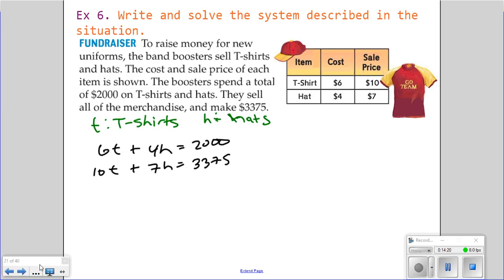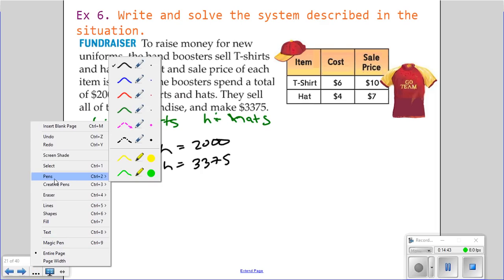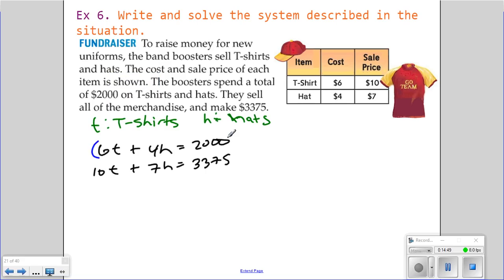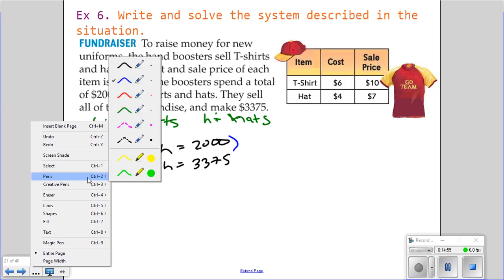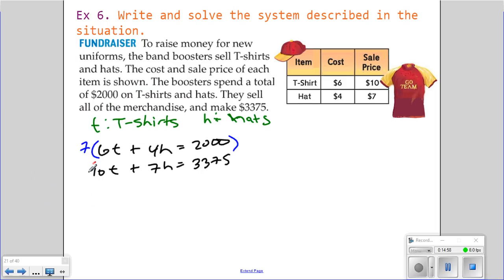Now that we have our system, to solve by elimination, I would need T or H to have the same coefficient. So let's go with H. 4 and 7 are the coefficients, so 28 is what both 4 and 7 have in common. So let's make 4H become a positive 28 by multiplying everything by 7. And we'll make 7H become a negative 28 by multiplying it by a negative 4.